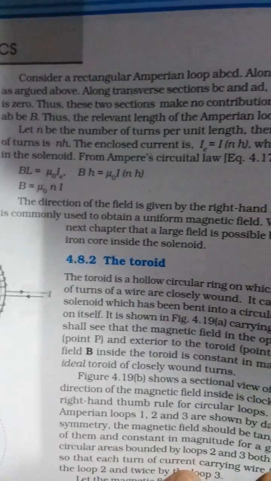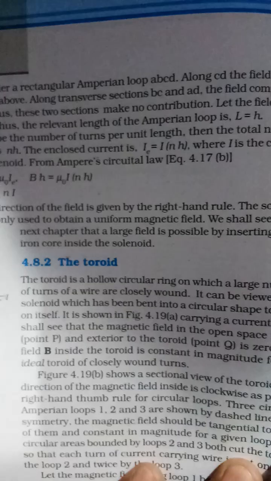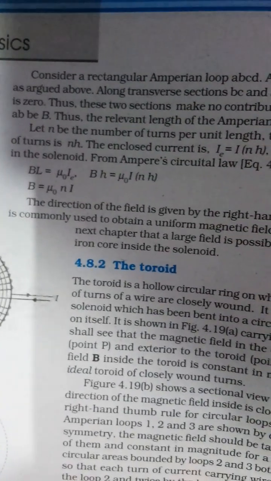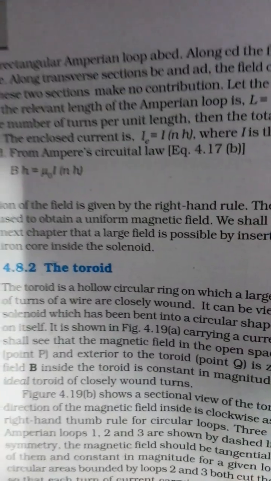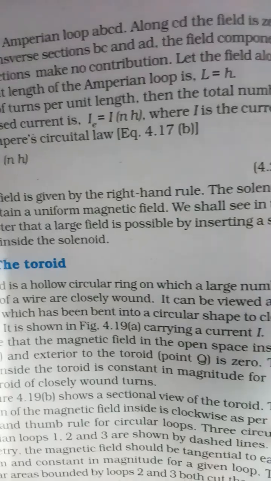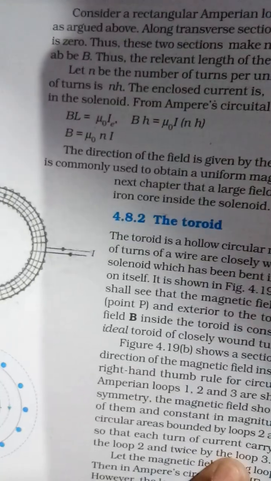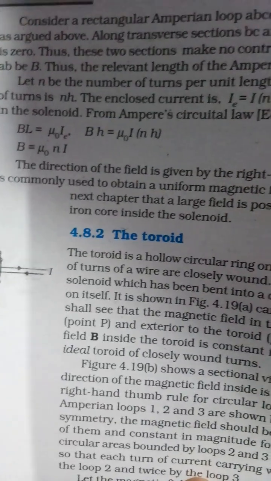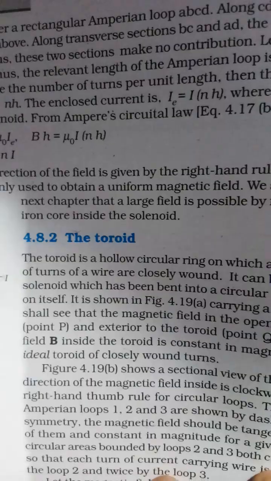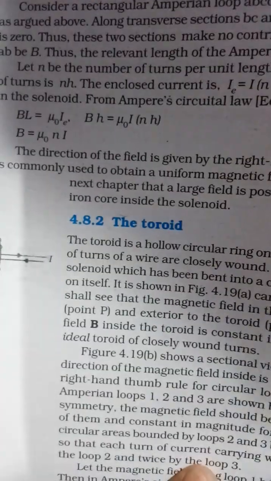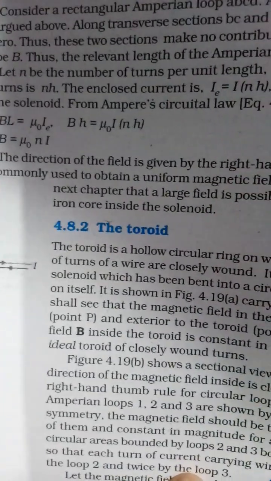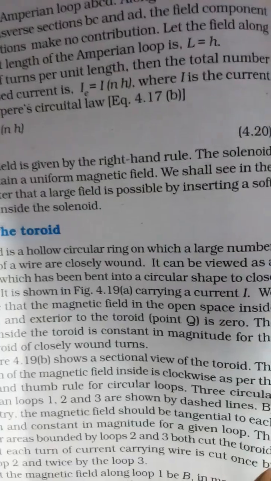Let n be the number of turns per unit length. Then the total number of turns is nh, and the enclosed current is Ie equal to I times n times h, where I is the current in the solenoid. From Ampere's circuital law, you will see here the equation number is 4.20. The direction of the field is given by the right-hand rule.